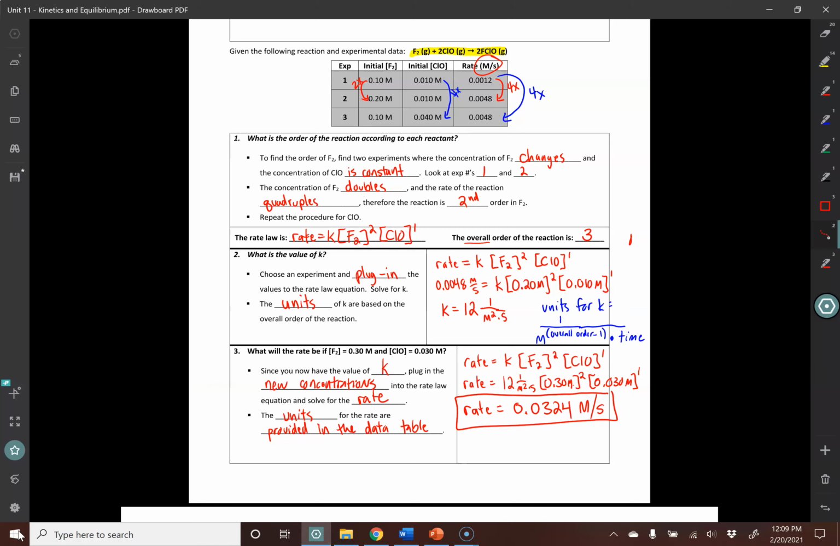Once you know the value of K, that's going to remain the same for that reaction. I can ask you to predict what the rate will be with a new set of concentrations. Again, you've got all the information you need. You've solved for K, you know the orders, so you can really just take the new concentrations along with the rate constant that you figured out from the previous step, and you can plug them into the equation. Solve for the rate. You can figure out your units for the rate by making things cancel, or they are provided in the data table.